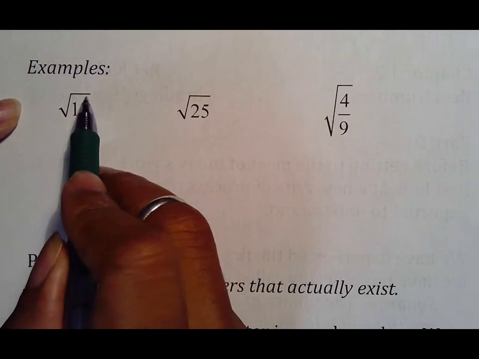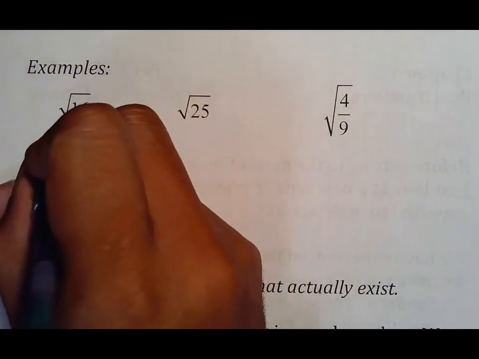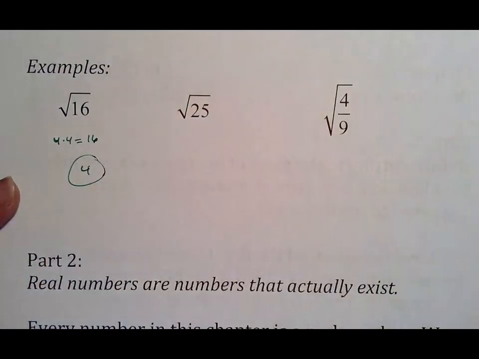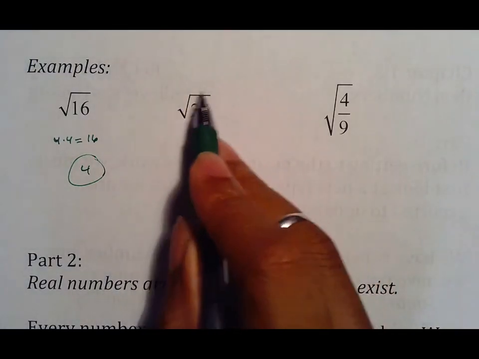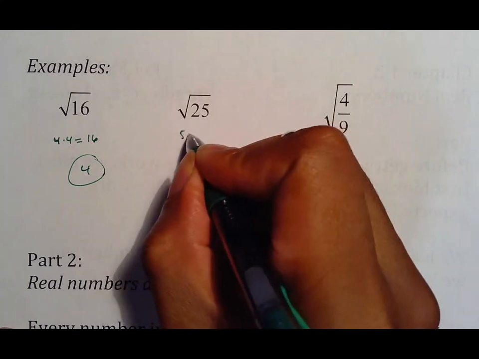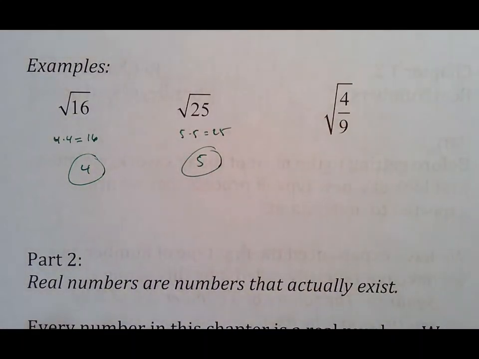So this means square root of 16, which means think of a number that multiplies by itself to be 16. To me, that number is 4. So the square root of 16 is 4. Square root of 25, again, that's how you read that, means what multiplies by itself to be 25. From what I know, 5 times 5 is 25, therefore your answer is 5.